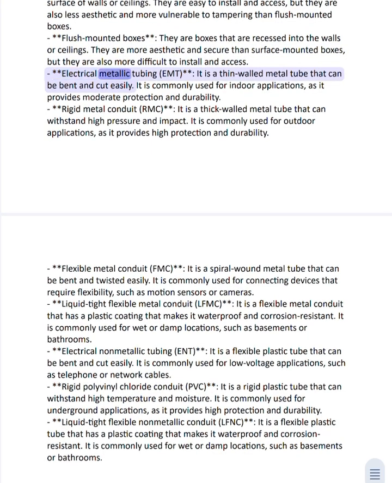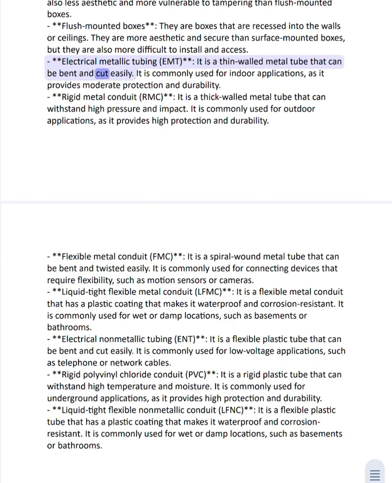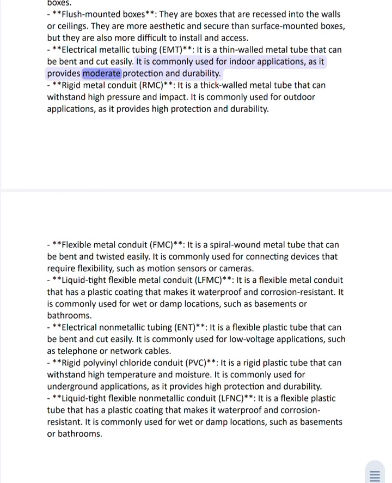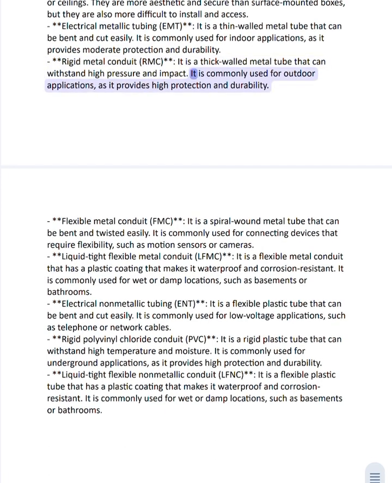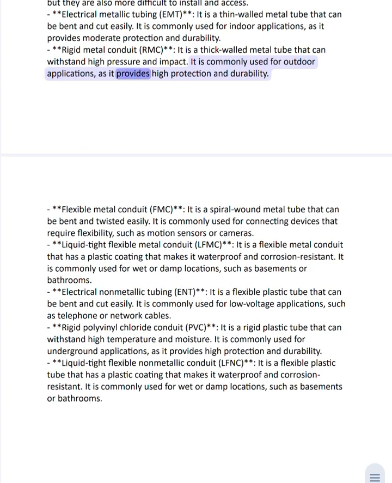Electrical metallic tubing, EMT. It is a thin-walled metal tube that can be bent and cut easily. It is commonly used for indoor applications, as it provides moderate protection and durability. Rigid metal conduit, RMC. It is a thick-walled metal tube that can withstand high pressure and impact. It is commonly used for outdoor applications, as it provides high protection and durability.